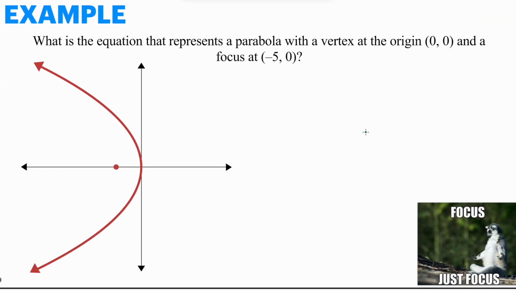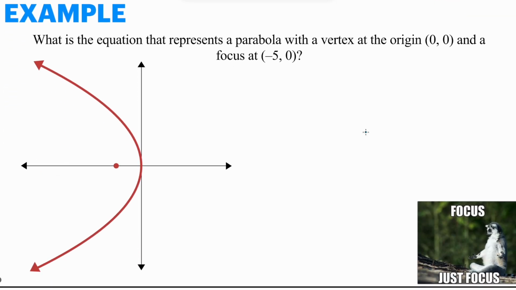So for example, we want to know the equation that represents a parabola with the vertex at the origin. So we recognize that this is the origin 0, 0. And the focus is at negative 5, 0. So the first thing we're going to look at is which way is it opening. So first, we recognize that it opens to the left. So we know that it is going to be x equals negative a times y squared. And again, it is going to be a negative because it opened left.